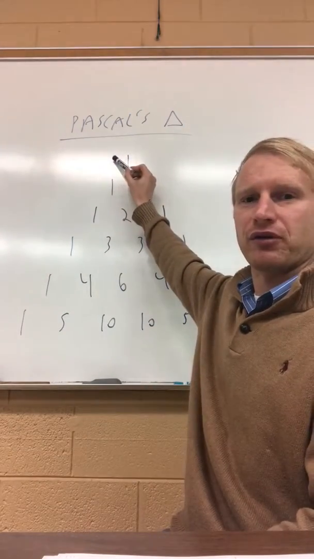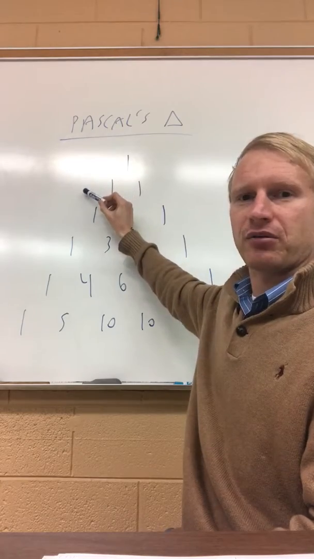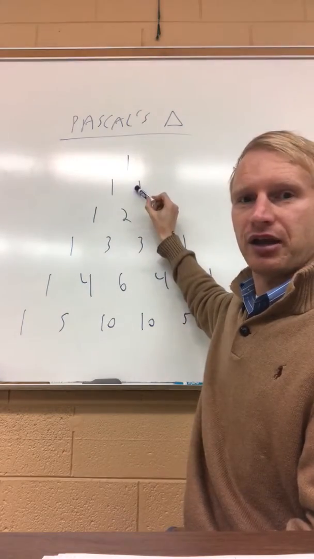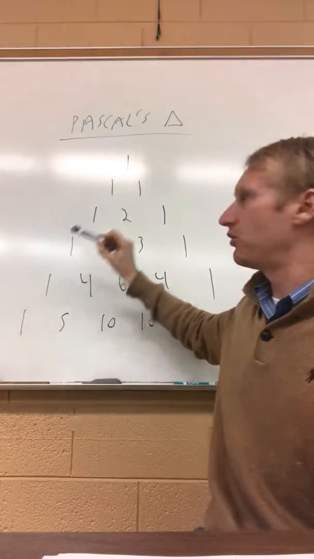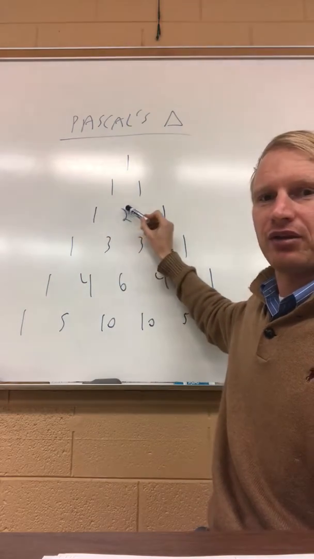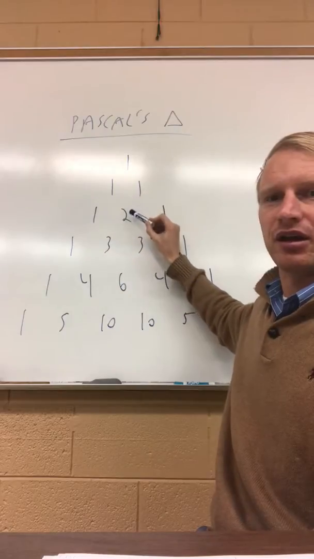You just have one number in the first row, a 1. Then in the second row you have a 1 and a 1 again. And then in the third row you have a 1, 2, and a 1. The way that it works is you always start with a 1, and you add the two numbers above it to get the number below it.